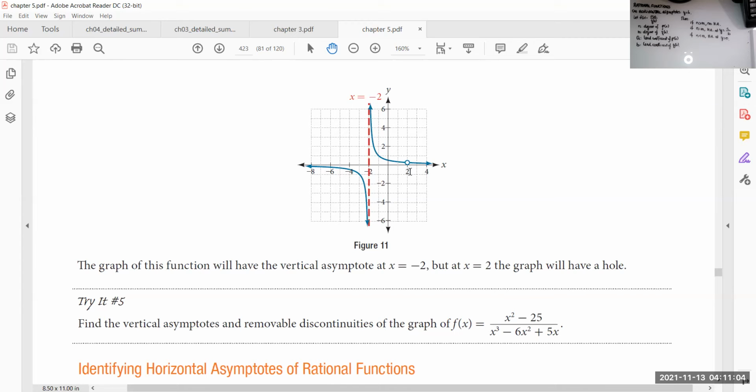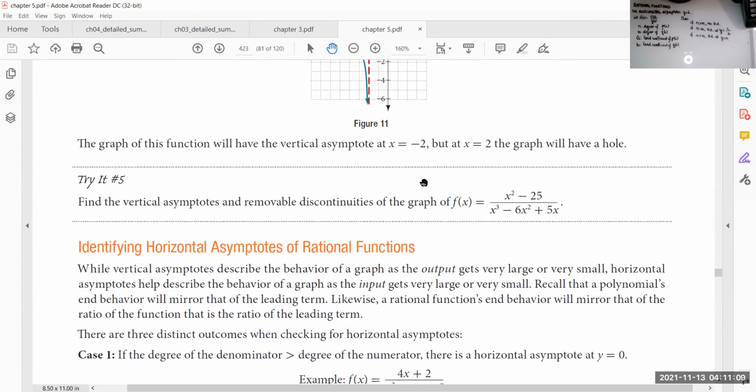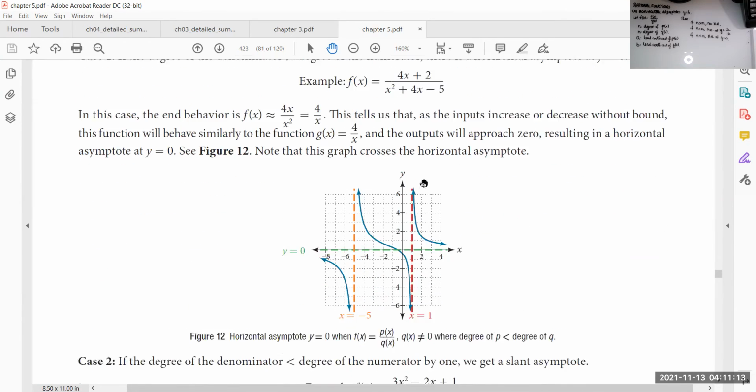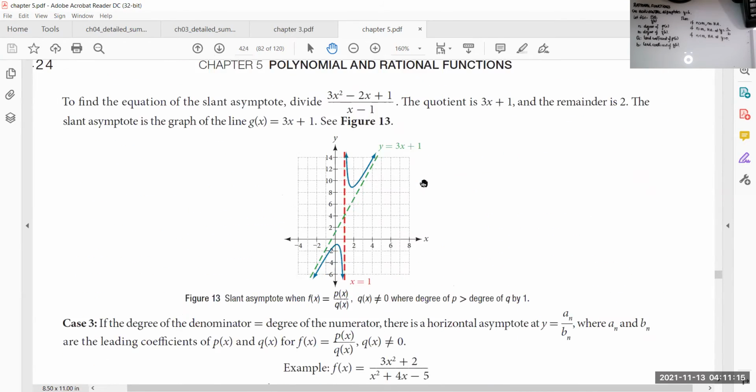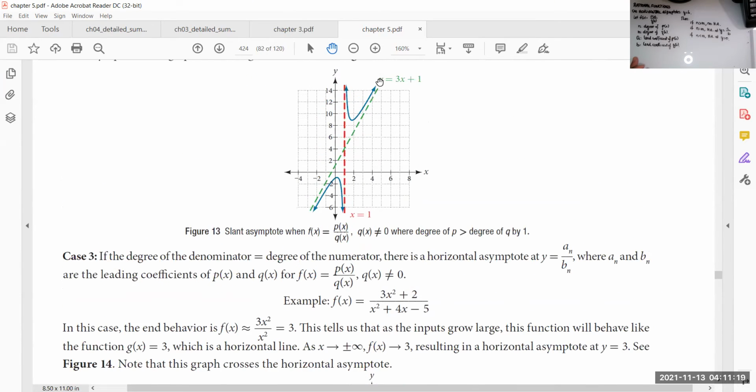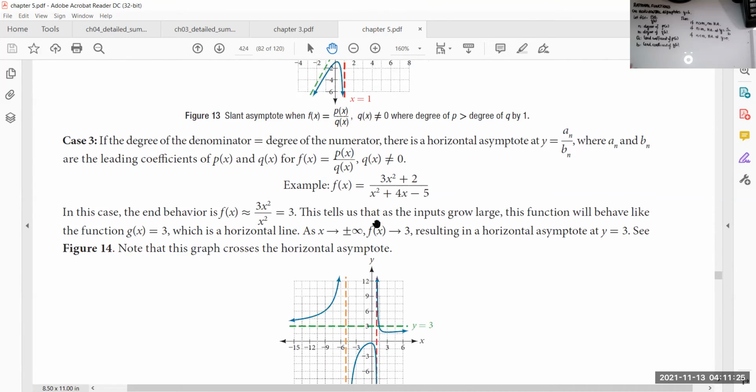This is what they call the hole. And if you see the graph, we'll do a couple of examples. Now, finding horizontal asymptotes. By the way, this is a slant or an oblique asymptote. An oblique asymptote is diagonal, the green one there.